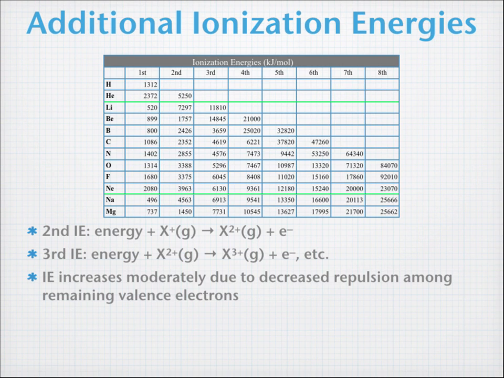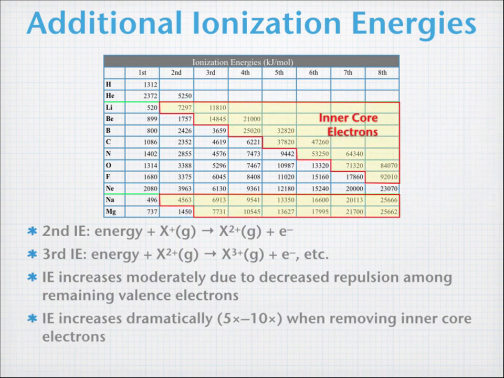So that decrease in repulsion means that the nuclear charge is going to attract the electrons slightly more strongly, as you'd expect as you're trying to remove an electron from an increasingly positive environment. However, there are some places where we see large increases in the subsequent ionization energies. And that's going to be where we encounter core electrons.